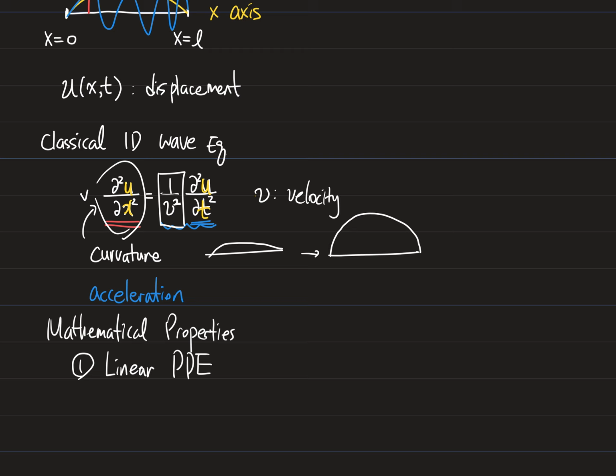Okay, the difference between partial and ordinary differential equation is the number of independent variables, right? So the classical one-dimensional wave equation is a partial differential equation because the displacement function u has two independent variables, the position x and time t. So now we understand the partial differential equation, and what is the linear partial differential equation.